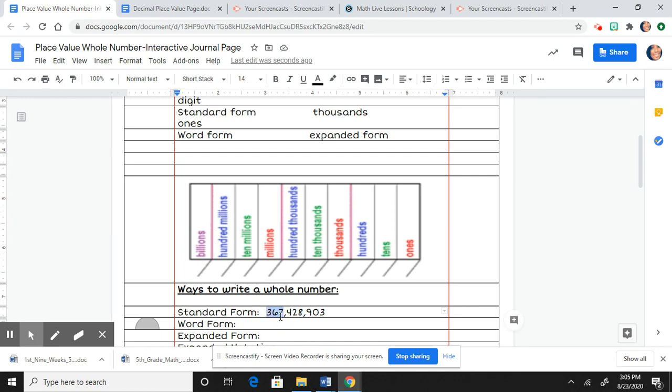When I read this number, I know I'm going to read it as 367 million, because all of these digits are inside the millions period. Here I see the number 428. I have to read it by thousands because it's in the thousands period: 428,000. The only one where we don't have a name at the end is our ones period, so we just read it as 903.